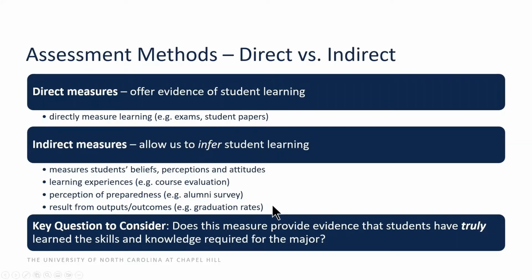It might involve their perception of preparedness. How ready do they feel to enter their field or do the next step upon graduation or after having left the program for a few years? Or it could be the result from outputs or outcomes, things like graduation rates or those bigger picture data. And so all of those types of measures allow us to infer that student learning has happened, but isn't actually critiquing or looking at the actionable items themselves. And so that's the main difference between direct and indirect measures.